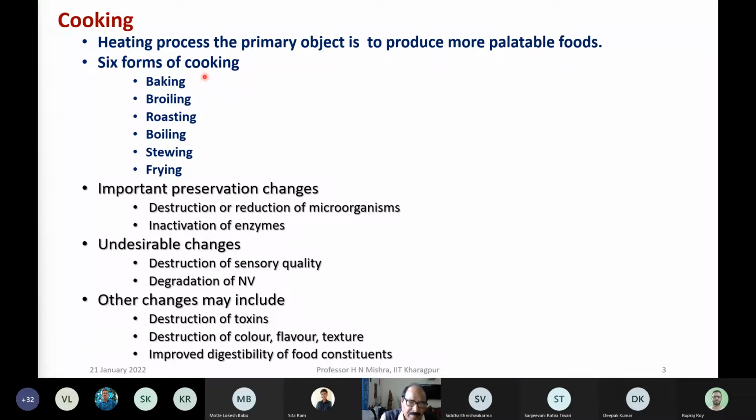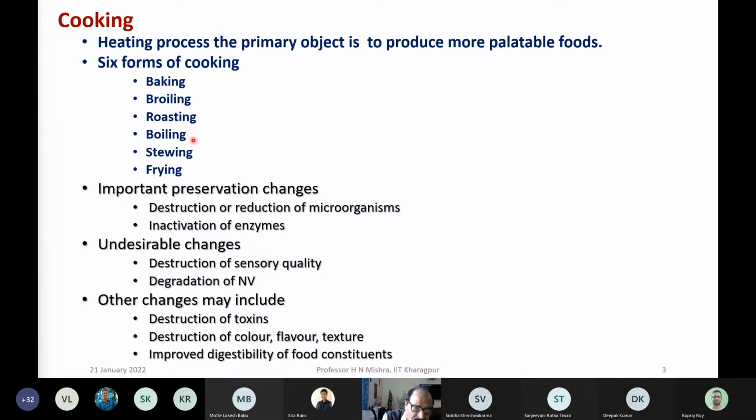So baking is a dry heat process. Even bread and similar products are baked at a temperature of 200 to 205 degrees Celsius. Biscuits may be baked at even higher temperatures, 230 to 240 degrees Celsius. Broiling is to cook directly over coal or on the flame, as is very popular with chicken. Roasting is also a dry heat treatment, where some heating medium such as sand or salt may be used, but it is still dry heat.